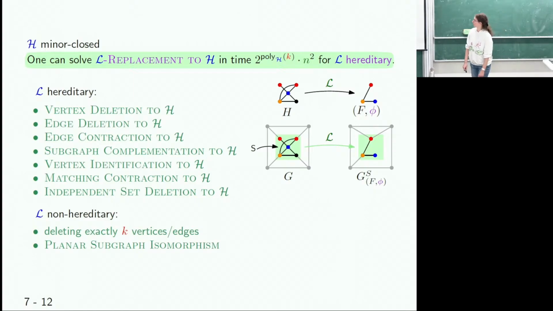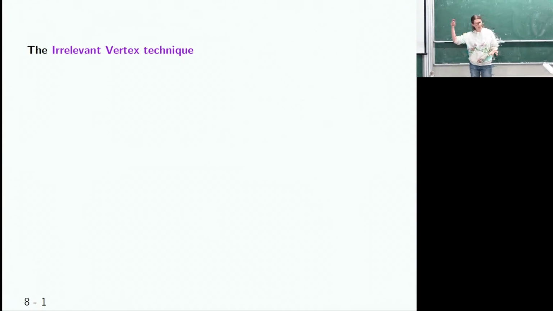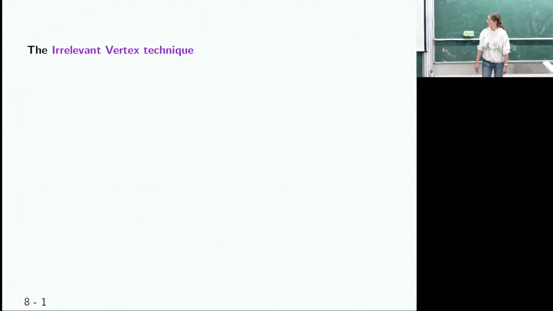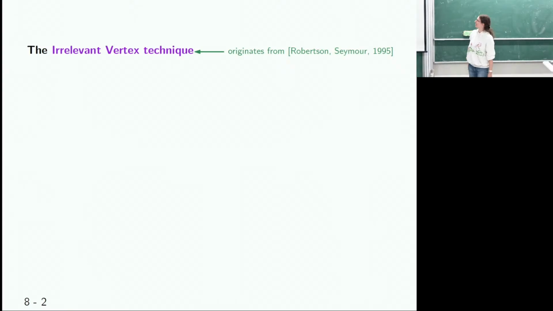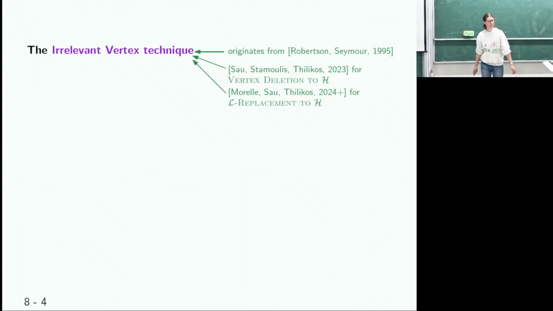Okay, so this is what we can do. In all the meta theorems I presented before, essentially they all use the same technique, which is the irrelevant vertex technique. This is a technique that originates from Robertson and Seymour. And for what I'm interested in, there is a version that works with minor-closed graph classes that was used for vertex deletion. And then we improved this to do it for any replacement problem.